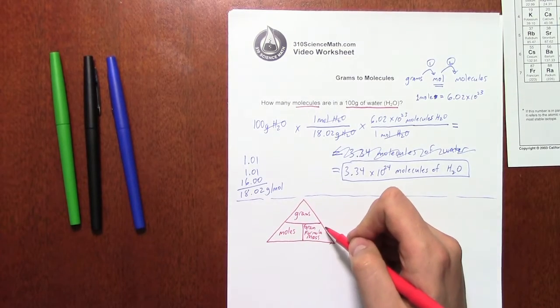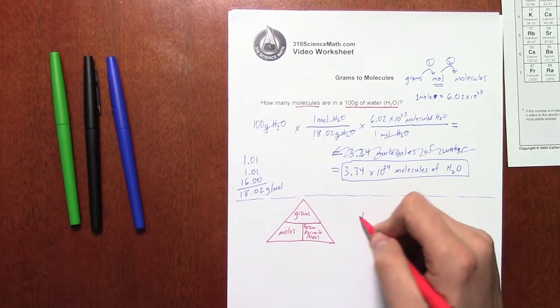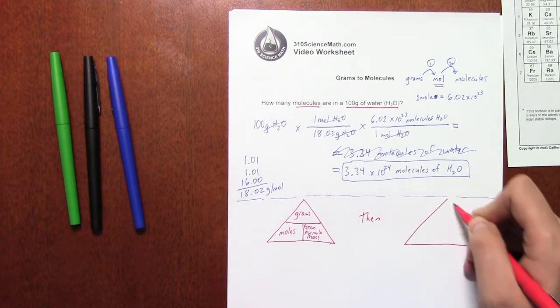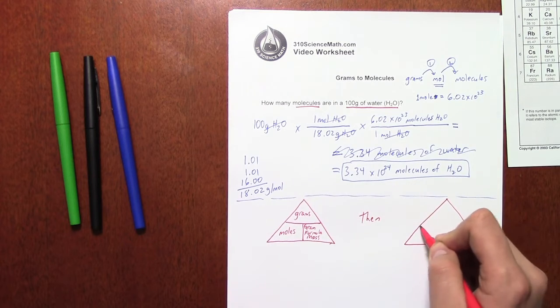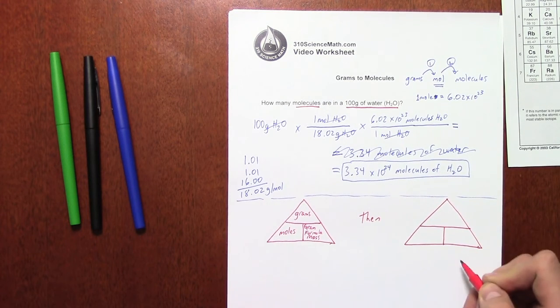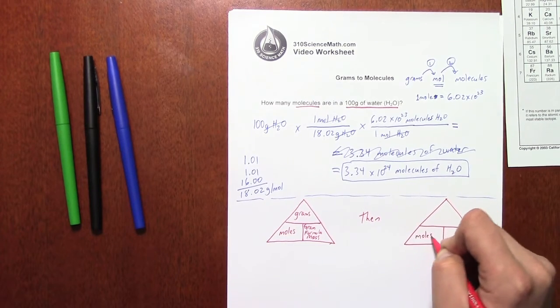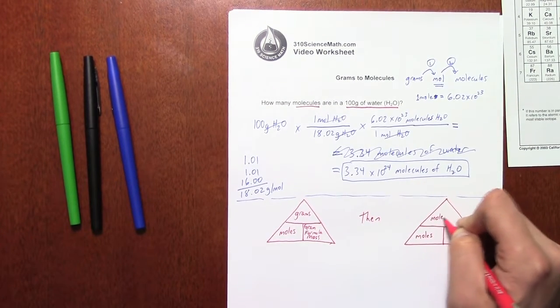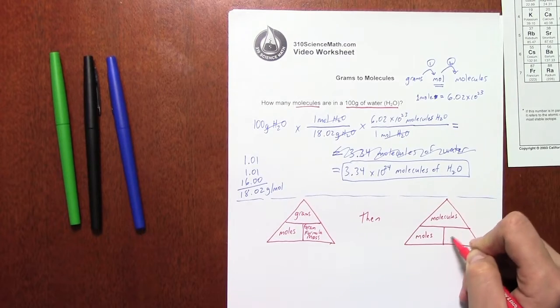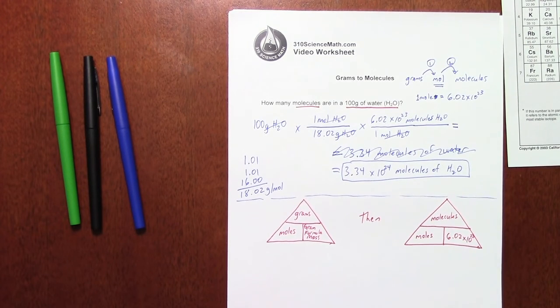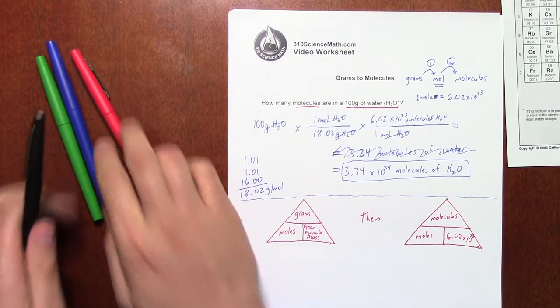All right, we're going to use this triangle first, and then we're going to use this other triangle, and this triangle is going to be a little different. Okay, again, divided into 3 sections. We're going to put moles here. We're going to put molecules here. And we're going to put 6.02 times 10 to the 23rd here. Okay? So, let me show you how we are going to substitute the numbers in.